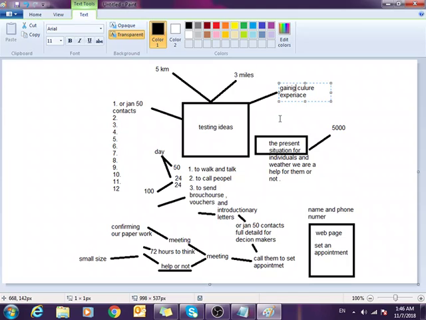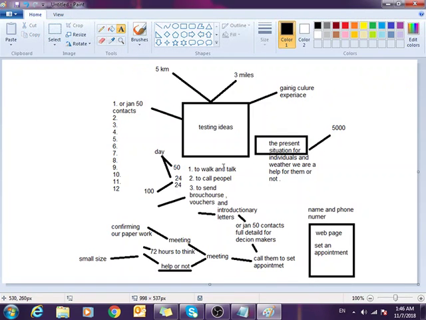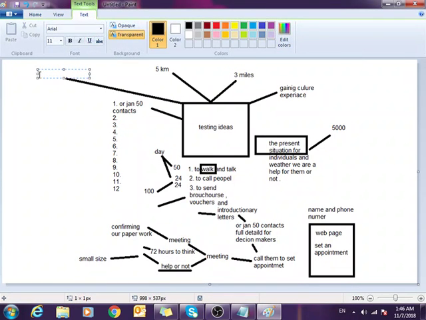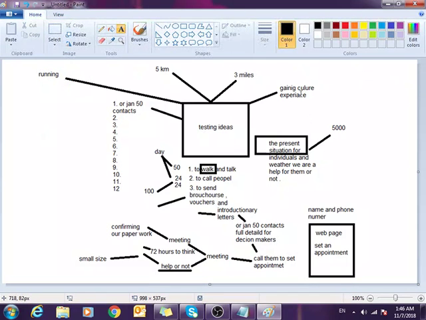Gaining culture experience. What do you mean by that? Well, the team member who was supposed to walk and talk. Now, do you see these words here? We said walk. Now, let's suppose this is the United States. We say walk and talk, right? And your team member gets back with the result. He said, "I was running due to gaining culture experience." I was running due to gaining culture experience. This is the polite expression for testing IDs.